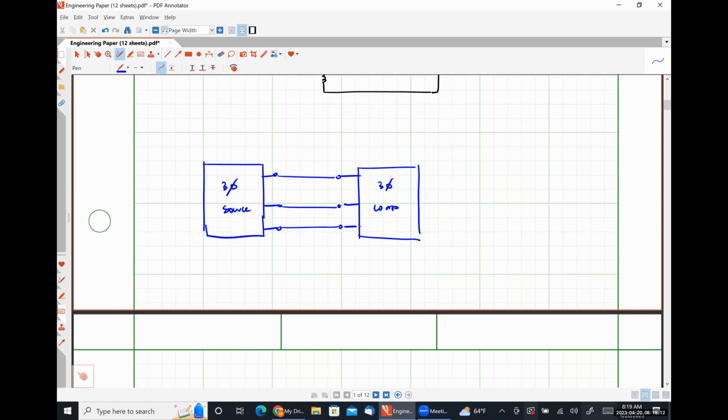Where's ground? There isn't one. So that's the problem, right? Our neutral could be tied to a ground. The neutral conductor for our source may be tied to ground. It doesn't have to be. The neutral conductor for our load probably isn't.